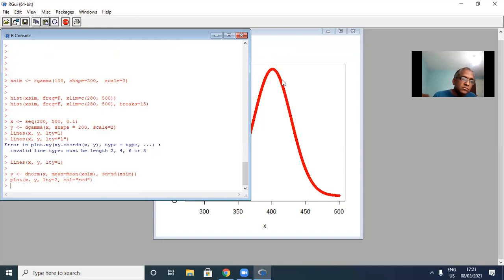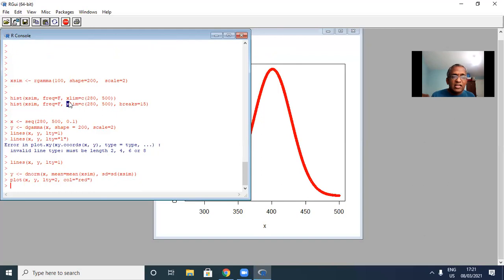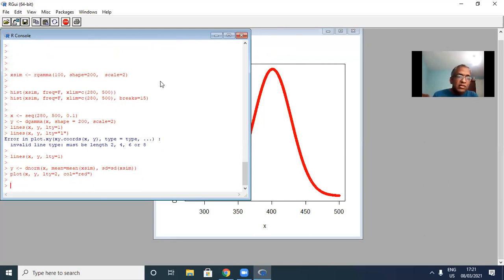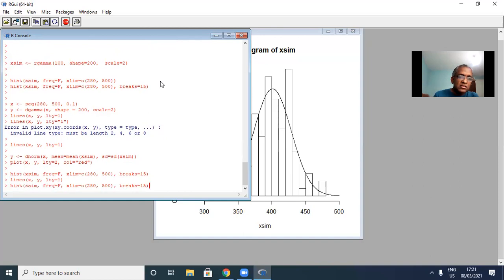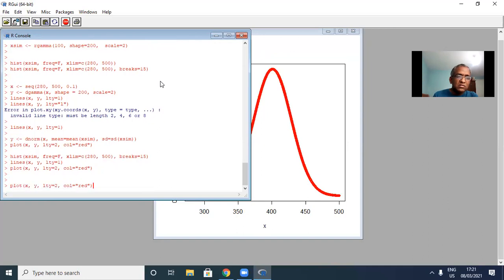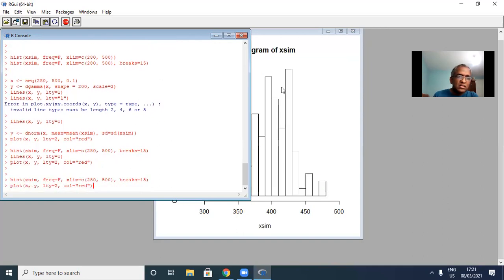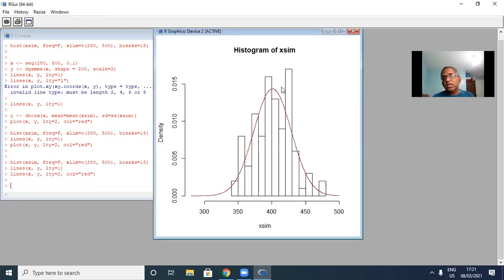Oh, sorry. I think I messed up. Okay, let me redo this again. Just a minute. Give me a sec, guys. It should be lines, not plot. It should be lines. Okay, you see now.